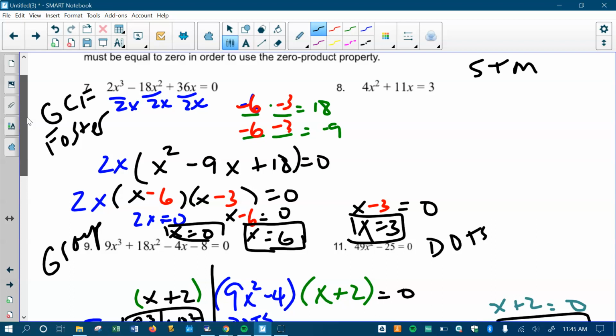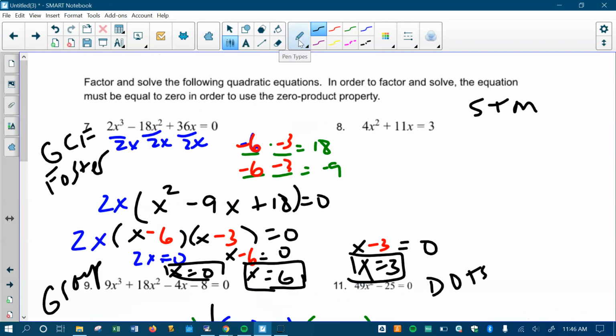You had to take a GCF of the blue 2x out, and you're left with what's inside the parentheses, x squared minus 9x plus 18. And then after you get that part, leave the 2x on the outside and factor the highlighted part with the Foster method using this part right here. And hopefully you were able to get x minus 6 and x minus 3. And that gives you 3 answers. 2x equals 0, x minus 6 equals 0, and x minus 3 equals 0 is the zero product property. And you get 3 answers of x equals 0, x equals 6, and x equals 3.